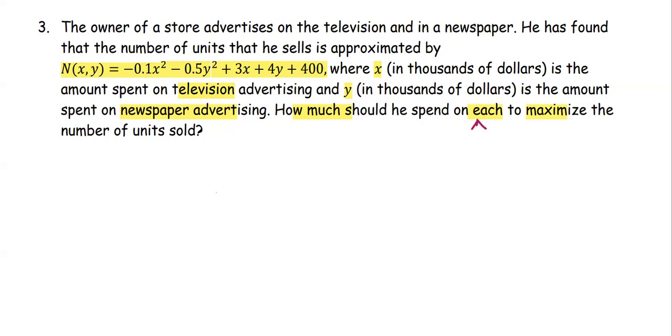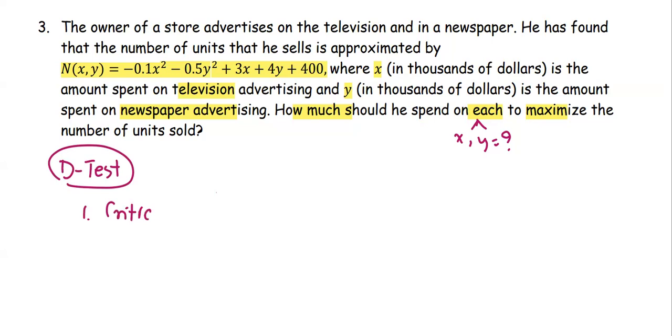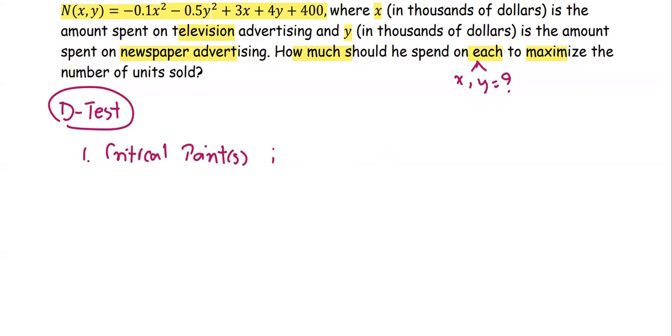That means we are going to look for the values of x and y that optimize or maximize the number of units, or the ones that give you the local maximum value. So we are going to use the D-test. By the first step, find the critical point. It could be more than one point. We'll find out. To find the critical point, first partial derivative with respect to x equals 0. First partial derivative with respect to y equals 0. And we're going to solve for x and y that satisfy these two equations.